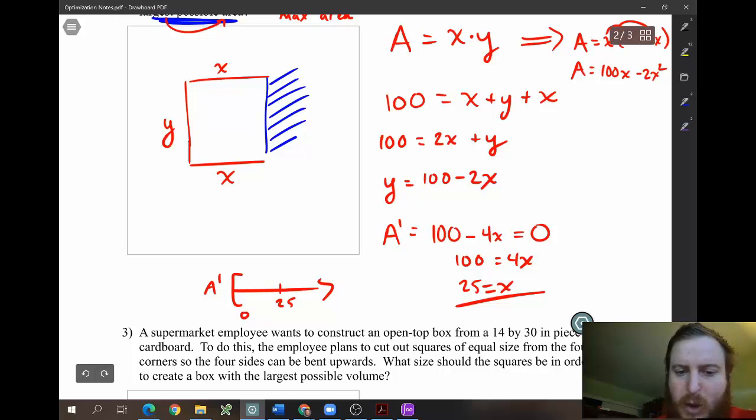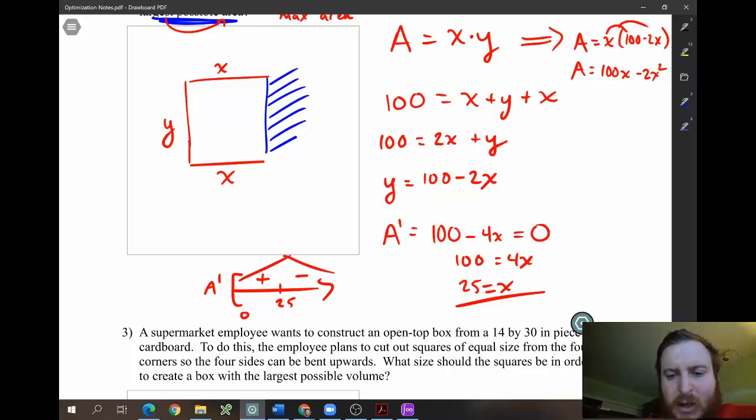And so anything smaller than 25, like 0, 100 minus 0 is positive. Anything bigger than 25, like say 30, 100 minus 4 times 30 is 120 is negative. And so we see that it's maximizing. I don't really ever make the number lines on these. They're not necessary unless I get 2 answers. But if I only get 1 answer, I get 25. That means that's the maximum.